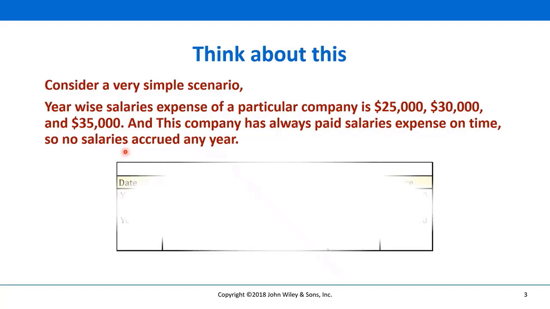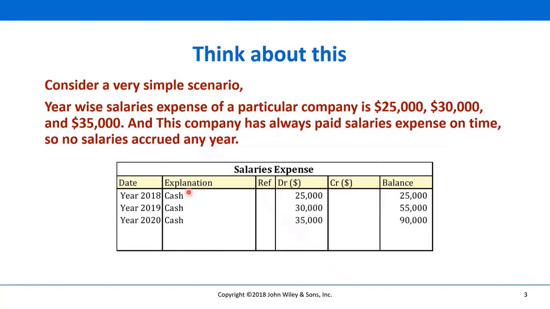So if we do the simple ledger, it may look like this. Suppose in the year 2018, salaries expense will be debited by 25,000. In the year 2019, salary expense will be debited by 30,000. In the next year, the salary expense will be debited by 35,000. And we know that we don't have any credit here in the salary expense part, and we know how to calculate the balance. Suppose the first balance is this debit 25,000.